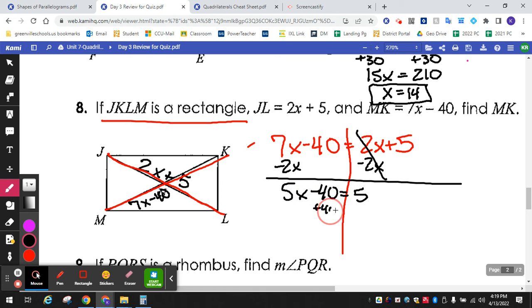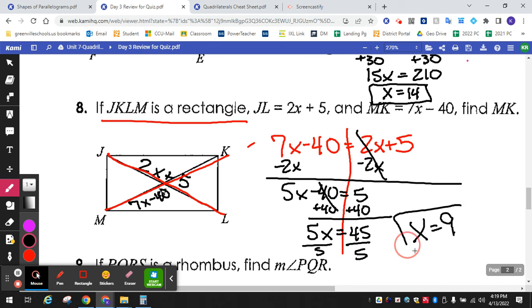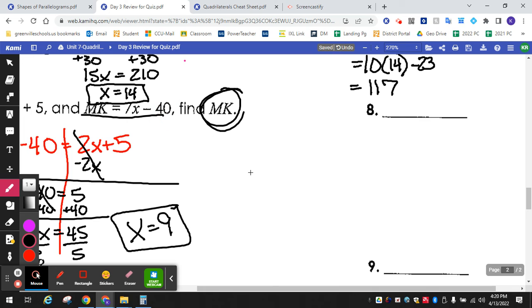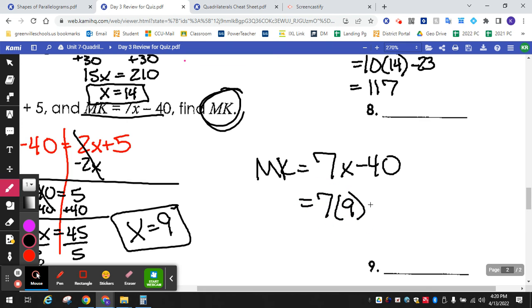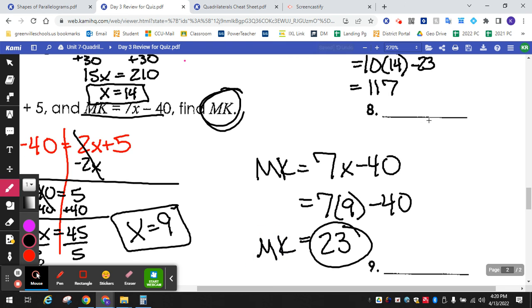Add over your 40. Get x's on one side, so I always move the smallest one, so I'm dealing with positives. And then divide by 5. X equals 9. So if you got 9, great job. But don't forget, what is M to K? Well, M to K is right here. 7x minus 40. So that's 7 times 9 minus 40. 7 times 9 is 63. 63 minus 40 is 23. So M to K is 23. That is your final answer.